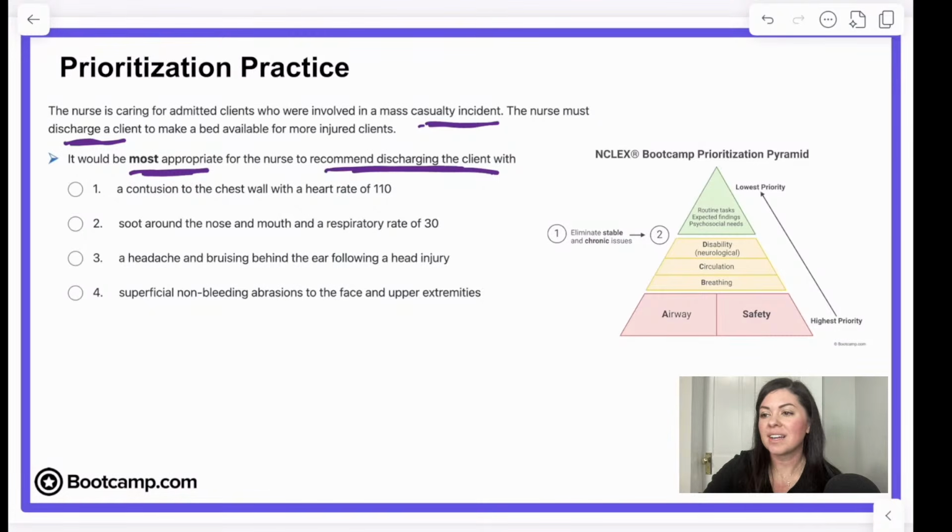So the first one, you have a contusion or bruising to the chest wall with a heart rate of 110. We know that heart rate's a little bit elevated, so they are a little tachycardic and there's bruising. So what do you guys think? If y'all are working in the emergency room and you have a client that comes in with bruising to the chest wall and they're a little bit tachycardic, what are you worried about? Any specific condition come to mind?